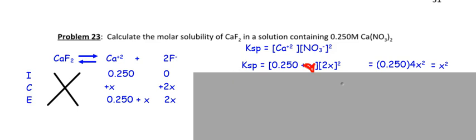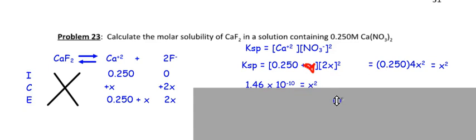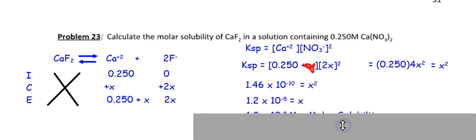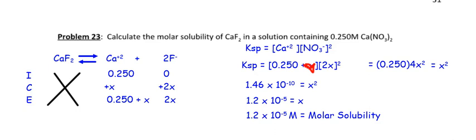X is small approximation. So now this equals 0.250 times 4x squared. Where did the 4 come from? 2 squared, right? And well, what's 0.25 times 4? That's just 1. So KSP now is equal to x squared. X squared is equal to 1.46 times 10 to the negative 10th. And x equals 1.2 times 10 to the negative 5th. And so that is our molar solubility. So what just happened? All right, did it go down? Yeah, last time it was 2 point whatever times 10 to the negative 4 before. Now it's the negative 5th. Molar solubility still went down.